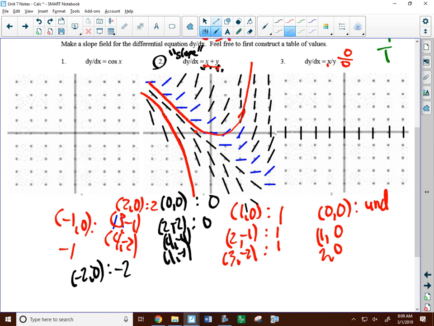Again, look for patterns. Let's do 0, 1. So 0, 1 right there would be 0 divided by 1, which is 0. Slope of 0. So horizontal. I missed that. 0, 2. 0 divided by 2. Slope of 0. 0 divided by 3. 0 divided by 4. 0 divided by -1. 0 divided by -2. All of these are going to have a slope of 0. That's nice. X-axis is vertical lines. Y-axis, well, y-axis is horizontal line.